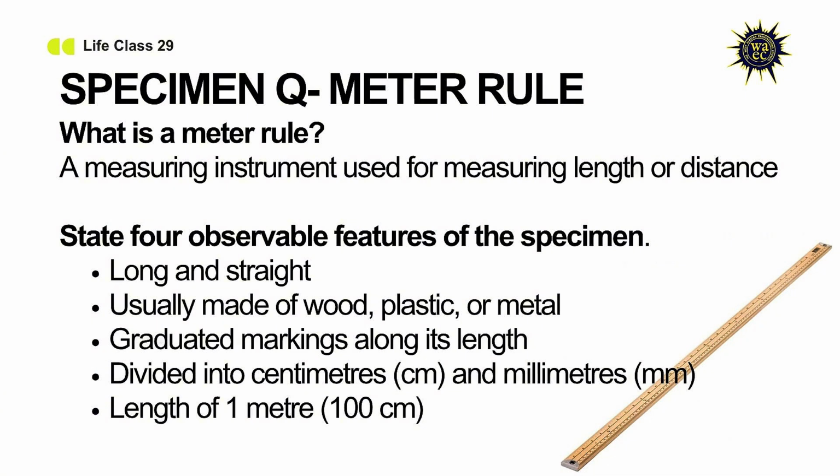Specimen Q is meter rule. So what is a meter rule? It is a measurement instrument used to measure length or distance. What are the observable features in case you are asked to mention them? It's long and straight. It's usually made of wood, plastic, or metal, so depending on what you can see on your table, you describe. It has graduated markings along the length and is divided into centimeters and millimeters. And it's about a length of 1 meter, which is 100 centimeters.